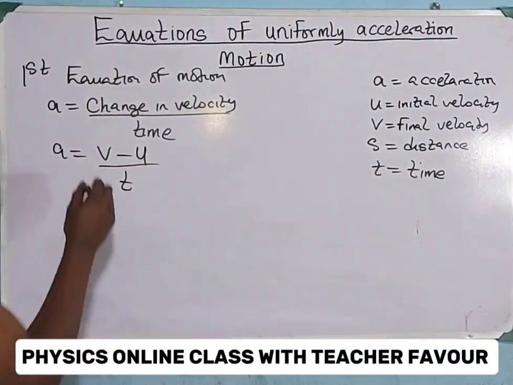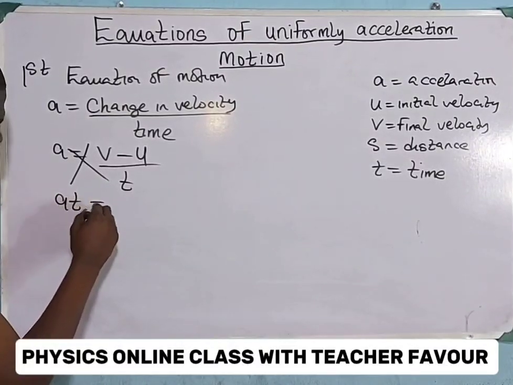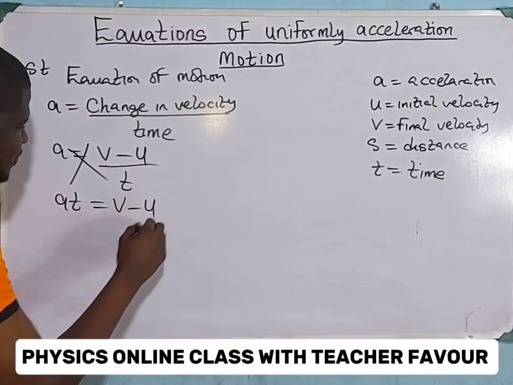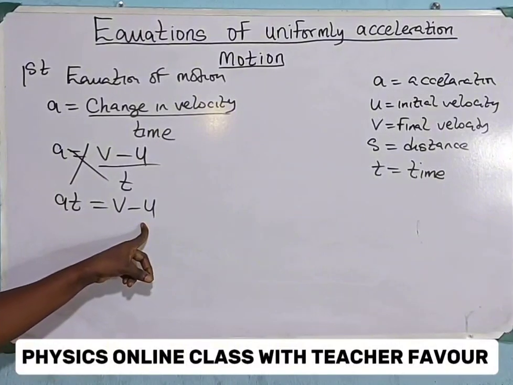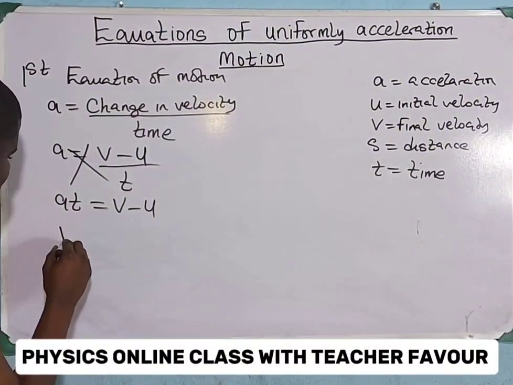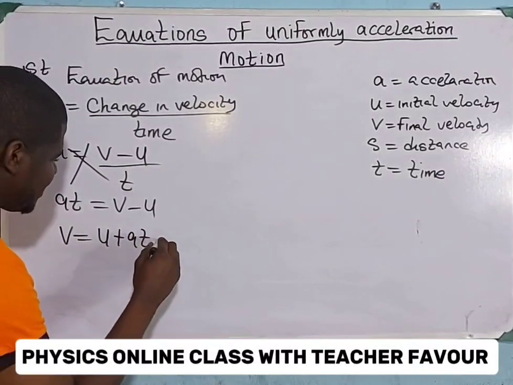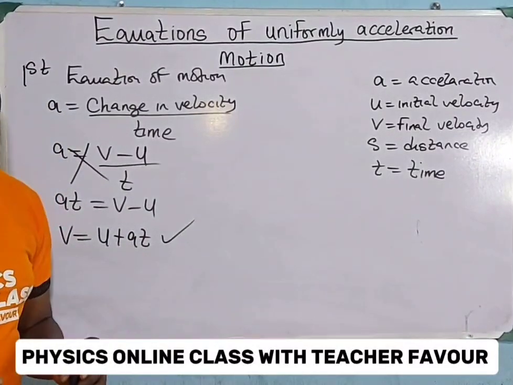We cross multiply. A times T is equal to V minus U. Minus U will cross the equality sign and becomes plus. We can write this formula to give us V equal to U plus AT. This is the first equation of motion.